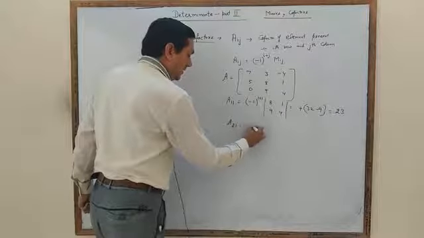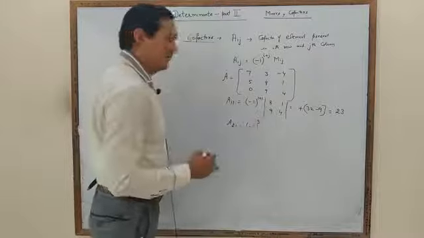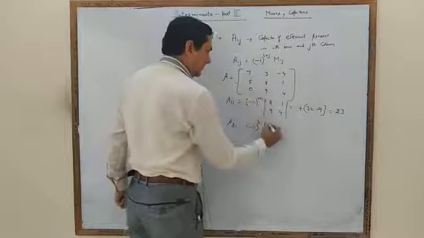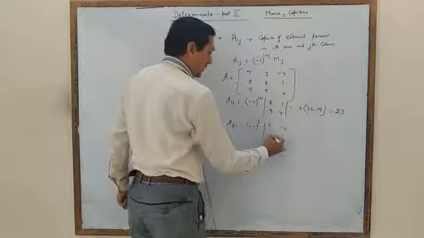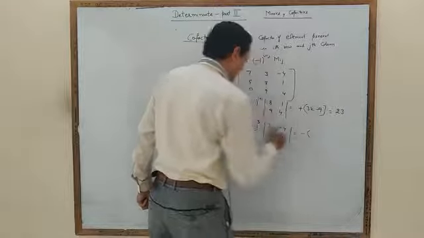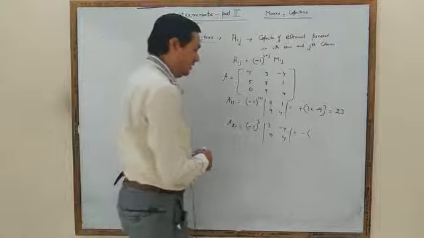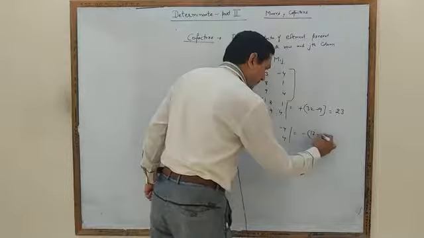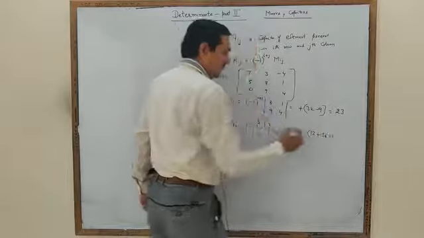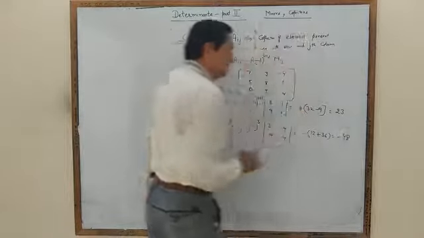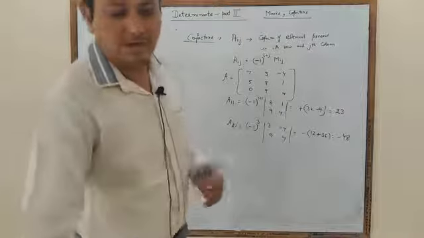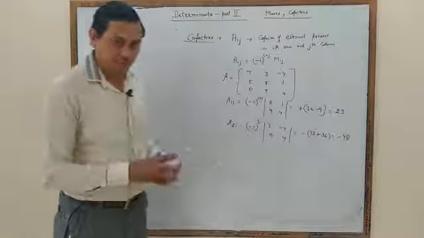A21: -1 raised to the power 2 plus 1. Delete second row and first column. 3, -4, 9, 4. -1 raised to the power 3 results in a negative sign. 12 minus 36 means plus 36. It is -48. So cofactors are either equal to the minor or they are the negative of it.